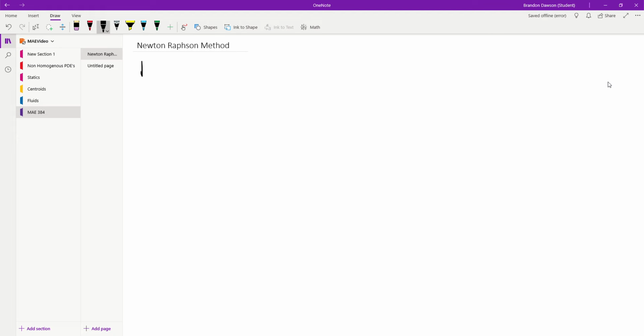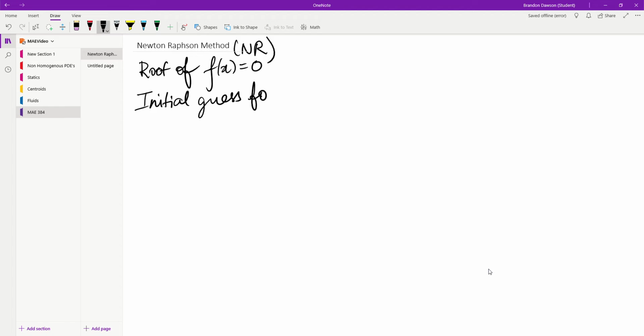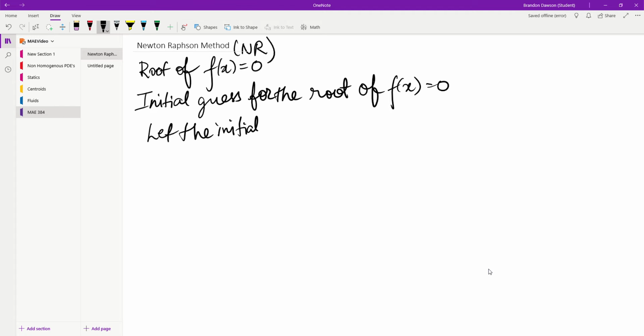We will be going through the Newton Raphson method for finding the root of equation f of x equal to 0. For this particular method, we need an initial guess for the root of f of x equal to 0. So let the initial guess be x of i.